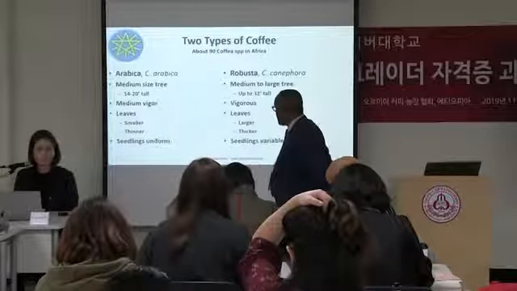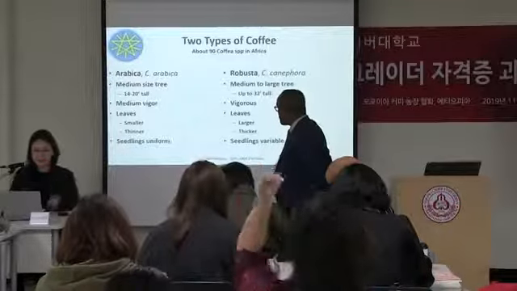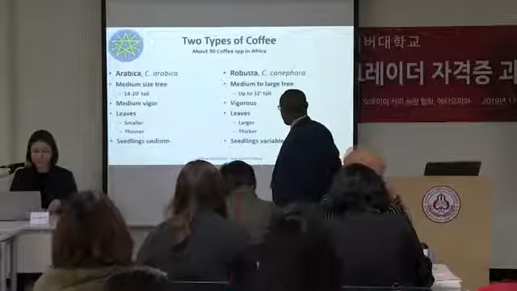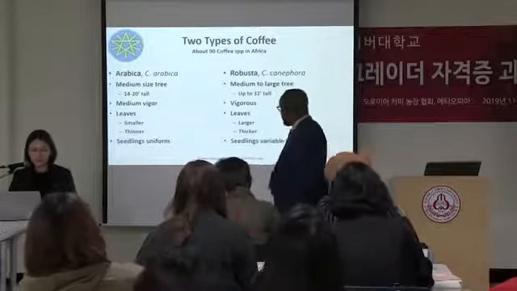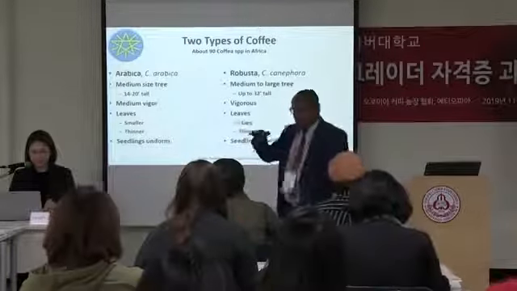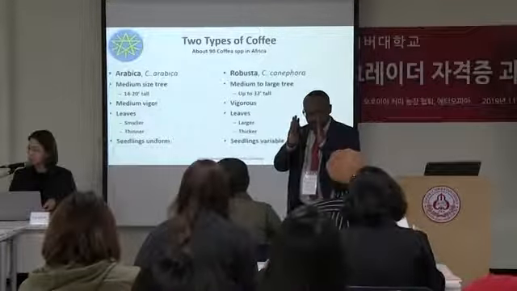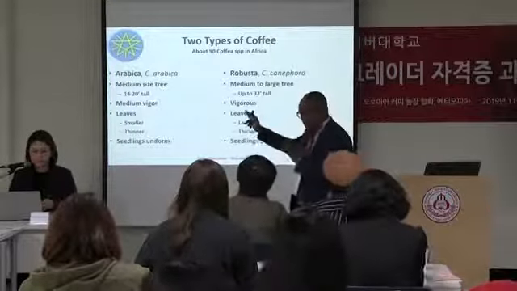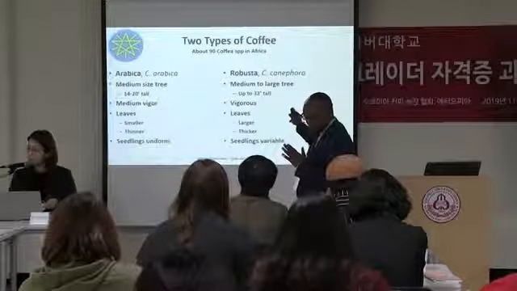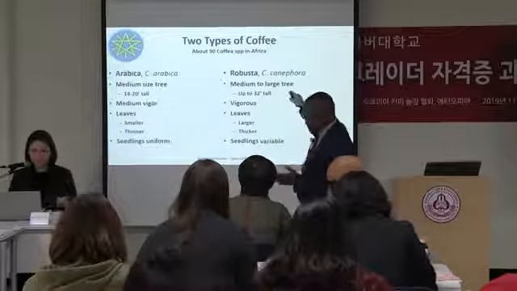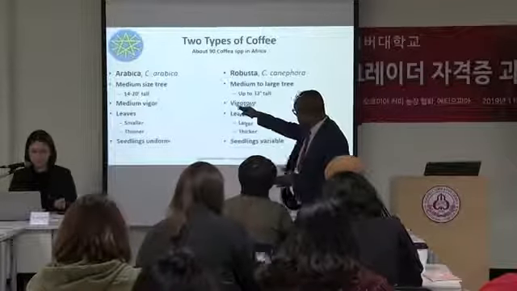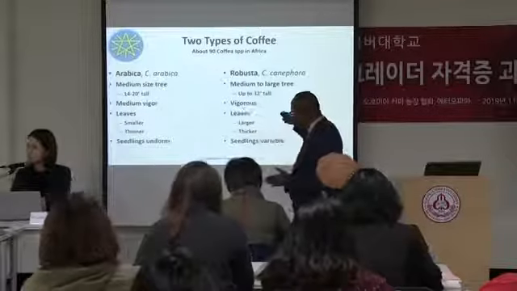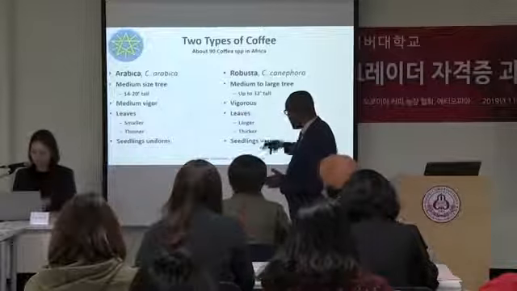Okay, when we come to other characteristics of these two, coffee Arabica and coffee Robusta, the first one is the size of the tree, the tree of the coffee. This one is medium, this one is larger. The big tree is Robusta, this one is the medium. Their length is written there.